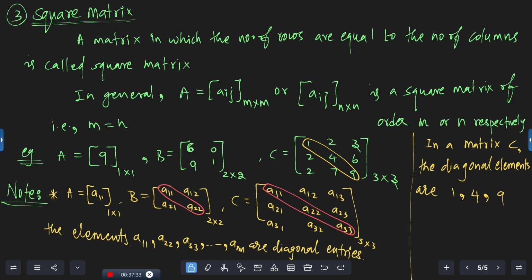Just see carefully. Based on this note only, we have the next definition, the next type of matrix. Then you will come to know what the next type of matrix is.